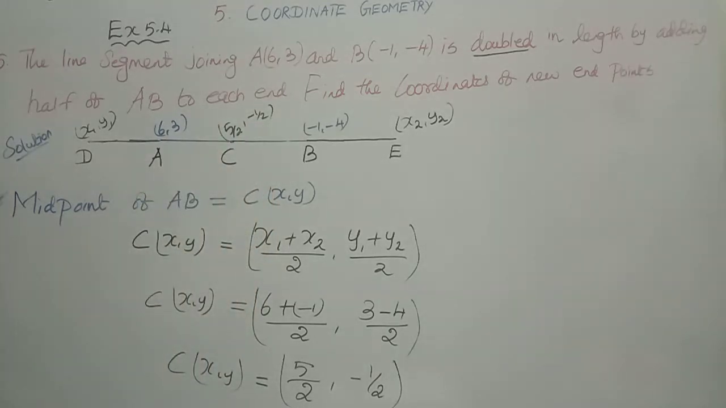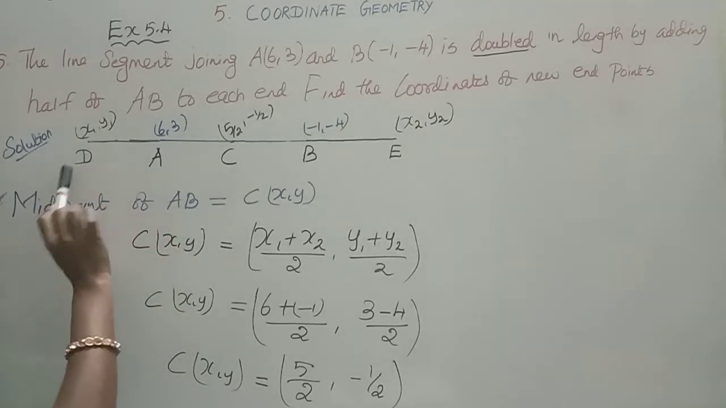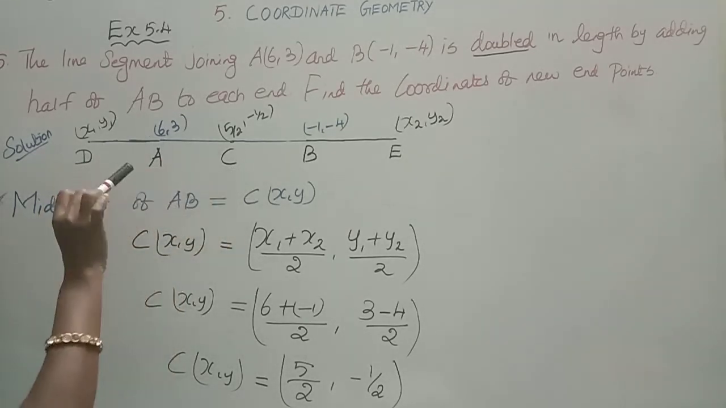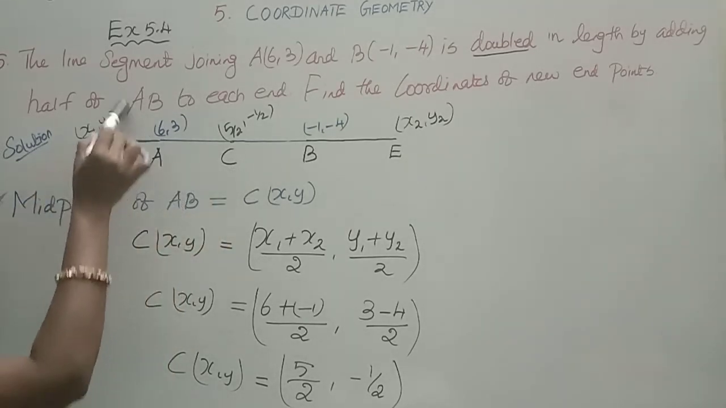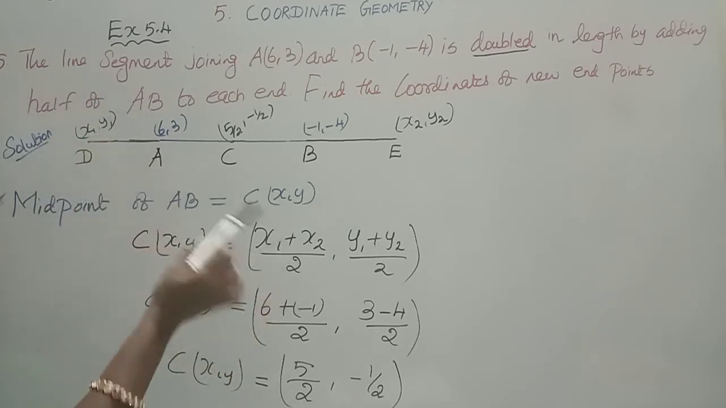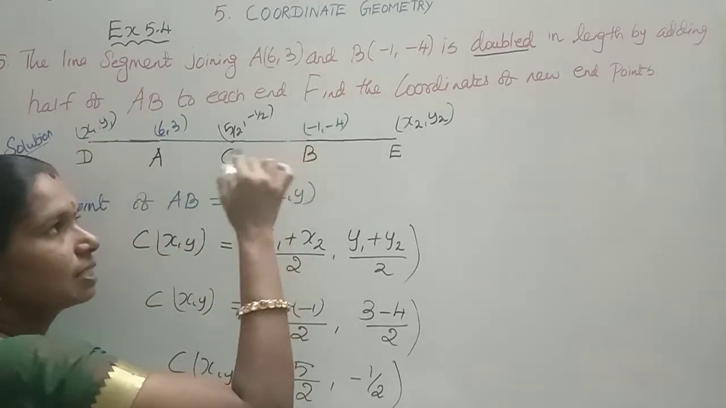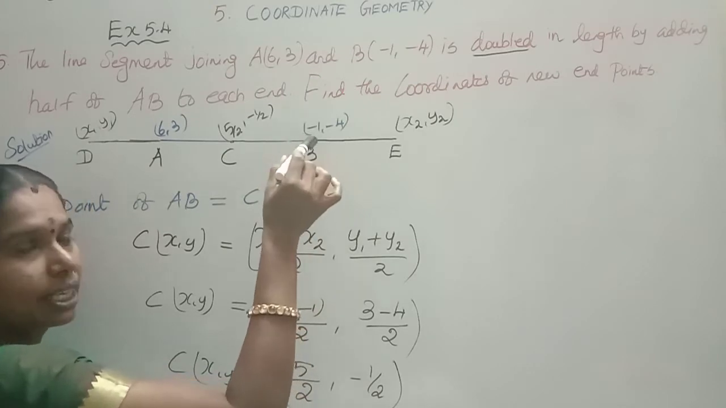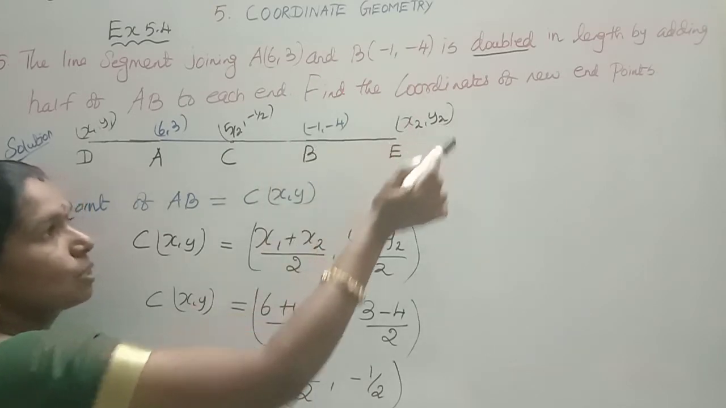Now I am going to consider the midpoint of DC, and using that midpoint of DC I am going to find the x1, y1, and using the midpoint of CE as B, I am going to take this value and find the x2, y2.